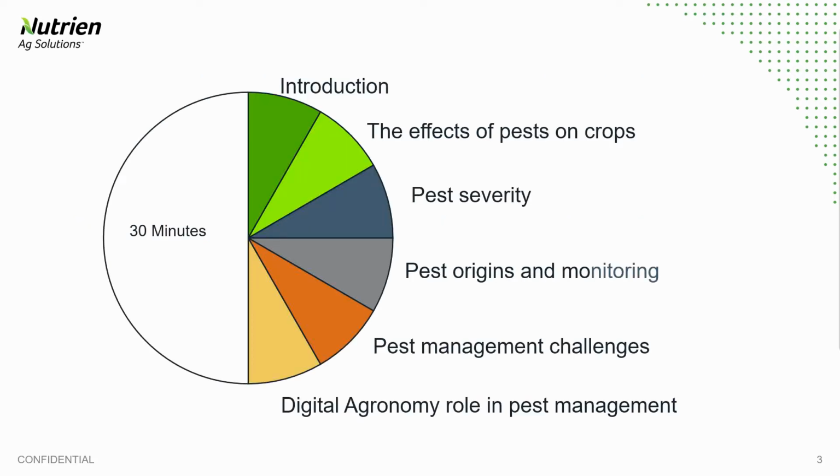After this brief introduction, I will go on to describe how crop protection typically involves managing pests. We will then cover some of the effects of pests on crops and their impact. I will include some comments on pest origins and then provide an overview of how pests are managed and what some of the pest management challenges are. Finally, I will add some thoughts about the role of digital agronomy in addressing pest management in the future.